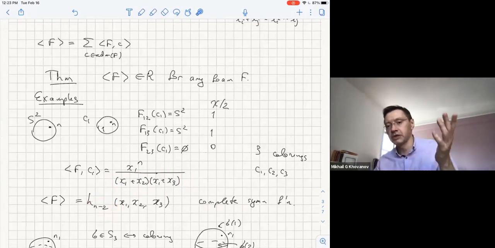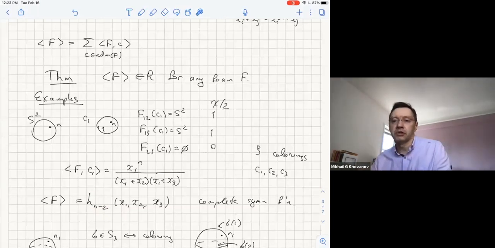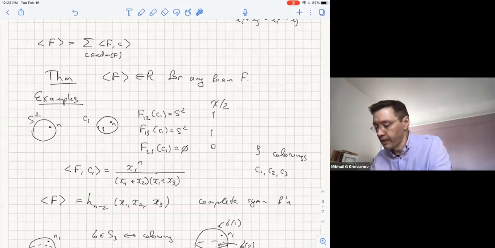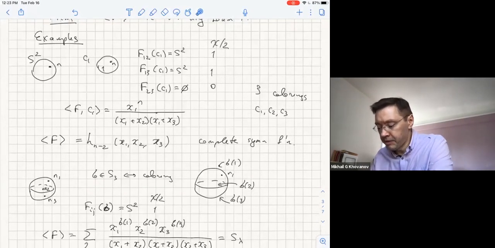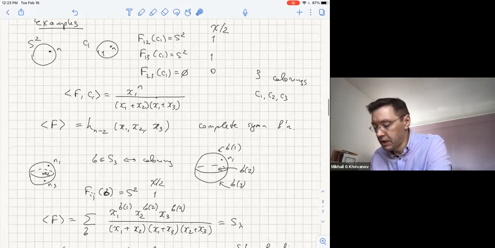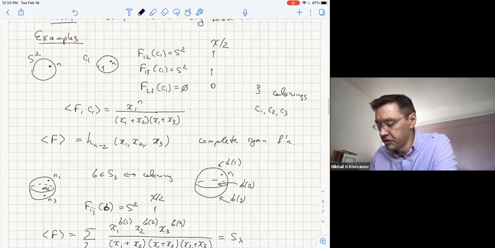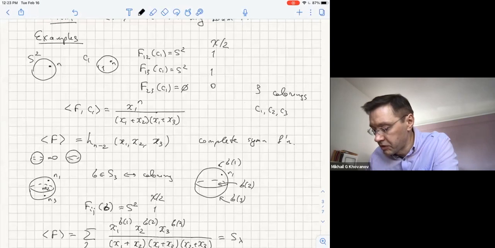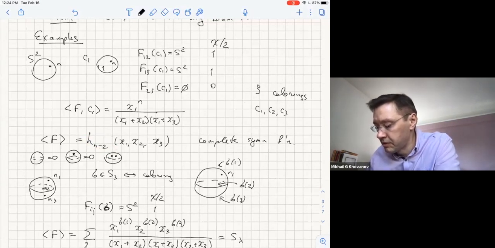But it's a complete symmetric function, so in this case, it's a sum of all possible monomials, x1 to some power, x2 to some power, x3 to some power. And in particular, it's a polynomial. Let me give you an example. If there are no dots, that's 0. If there is one dot, it's 0. If there are two dots, that would be h0, that's 1. And 3 dots will give us x1 plus x2 plus x3.